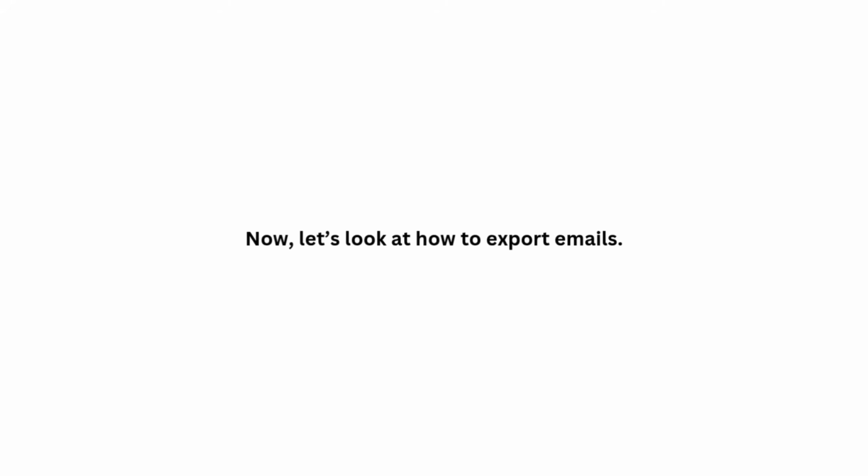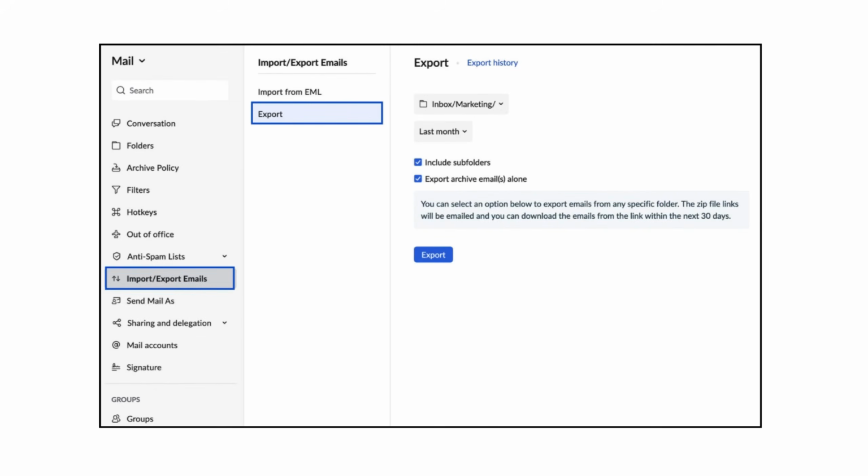Now, let's look at how to export emails. Go to the Export section and select the folder you want to export from. Choose a duration, a specific date range, or export the entire folder.